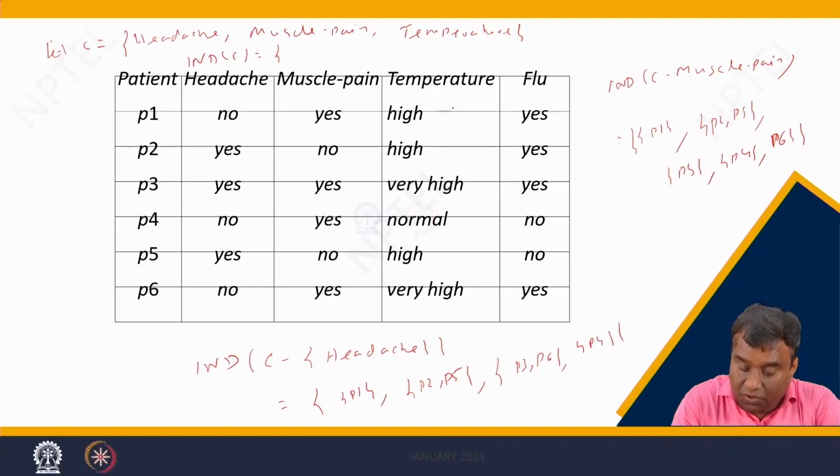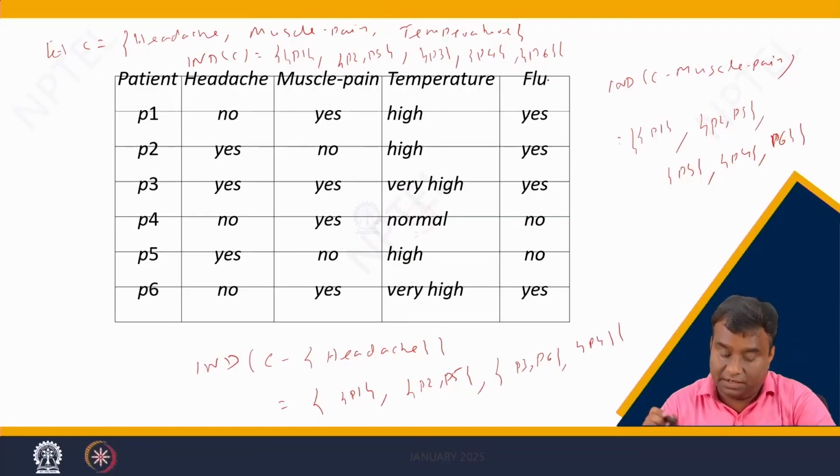Here, no yes high, so it is P1. Now yes no high, yes no high, so P2, P5. Then yes yes very high, so P3 is different. P4 is no yes normal, P4 is different. And no yes very high, P6 is different.